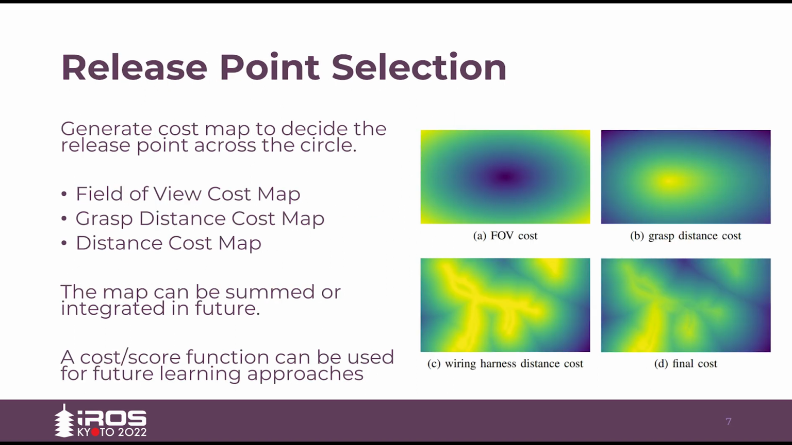The release point is selected as the output of the cost function maps. We consider placing the segment inside the field of view of the camera, but as far as possible from other harnesses and from the grasping point. This idea of score can also be used in future learning approaches.